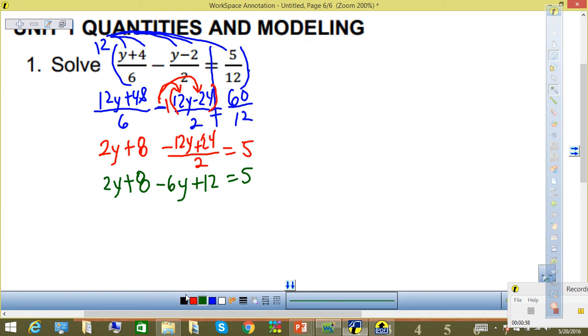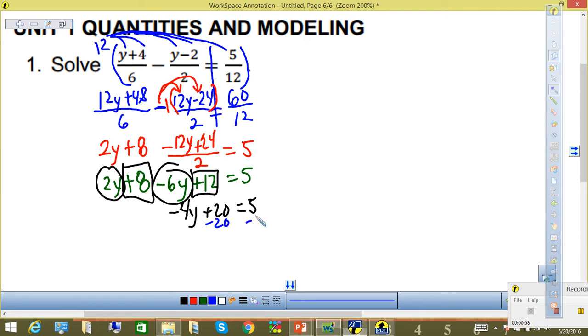We're on study guide number 3. All right, combine like terms. 2y minus 6y becomes negative 4y. And then we got 8 plus 12, that's positive 20. And all that equal to 5. All right, let's solve. We subtract 20 from each side. We got negative 4y equals negative 15. Then at the end, we divide by negative 4, divide by negative 4. And we end up with y equals, bless you, 15 divided by 4.